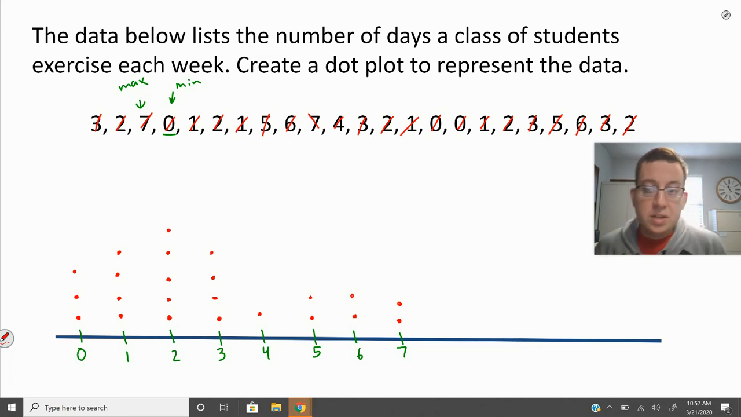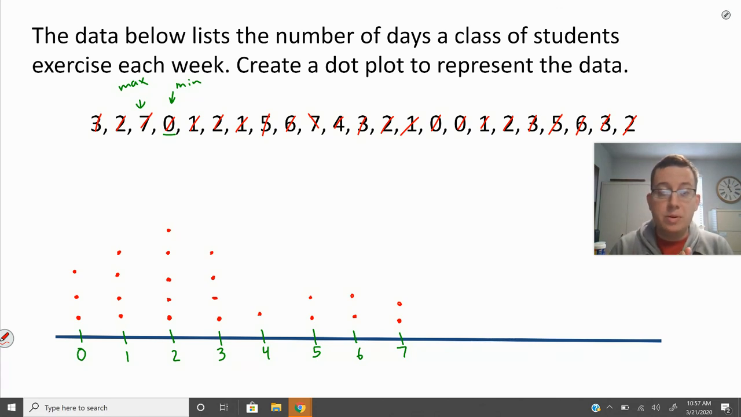And there we go. So we finished our dot plot. So I went through and I had all of my things. Now, again, a way you can check it is to make sure that you've counted them all and make sure that your dots match up. Now, by looking at this picture, I can see that my class of students typically works out between 0 to 3 days a week.